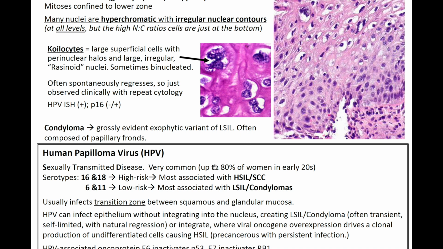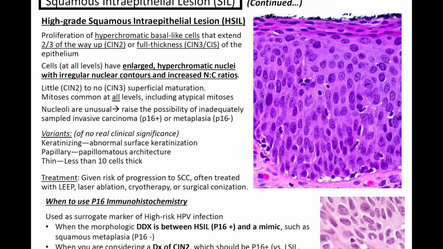HPV usually infects the transition zone between the squamous and glandular mucosa, and HPV can infect the epithelium without integrating into the nucleus, creating LSIL or condyloma, often transient and self-limited with natural regression. Or it can integrate, where viral oncogene overexpression drives a clonal production of undifferentiated cells, causing HSIL, which is precancerous with persistent infection. The HPV-associated oncoprotein E6 inactivates P53, and E7 inactivates RB1.